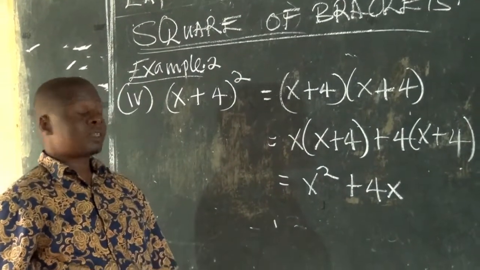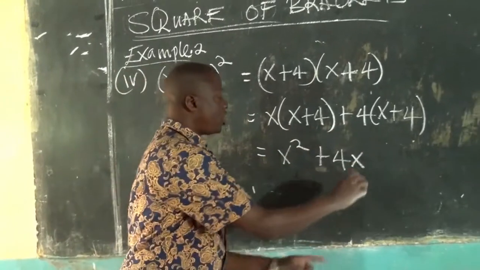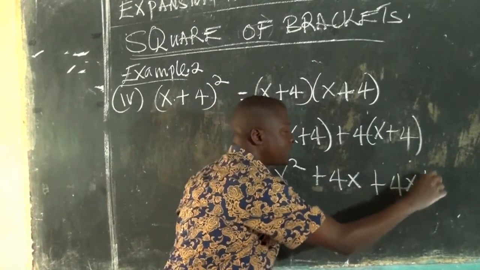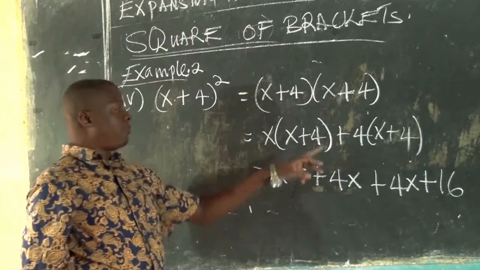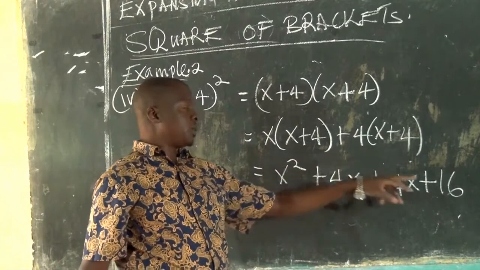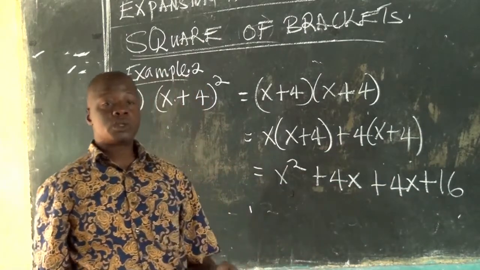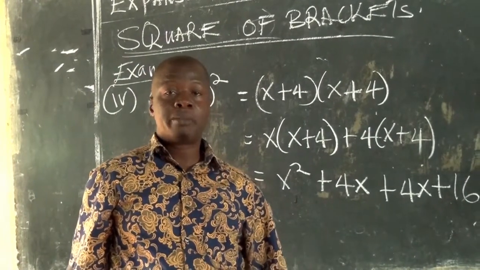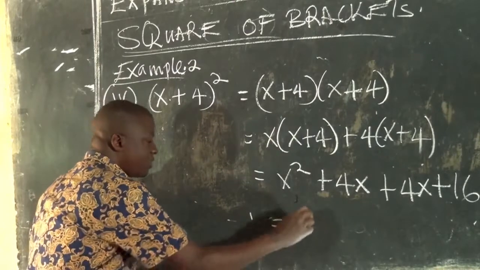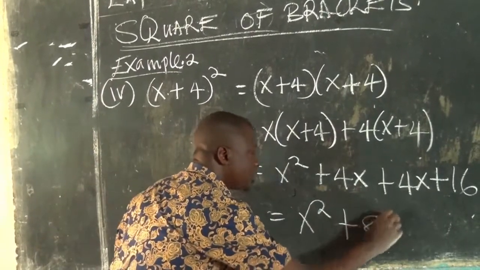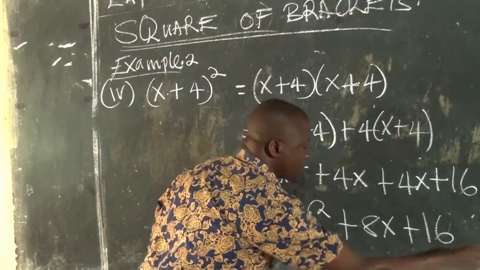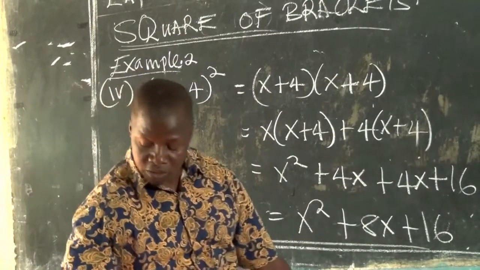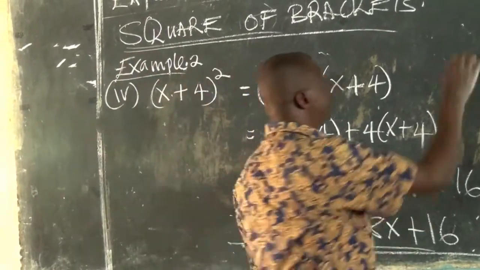That is the first bracket. In the second bracket, we have 4 into x plus 4. This one gives you 4x plus 16. Remember, 4 times 4 is 16. But there is a student who's going to write 8. We are squaring, but not doubling. So here we have x squared plus 8x plus 16. This is our answer.